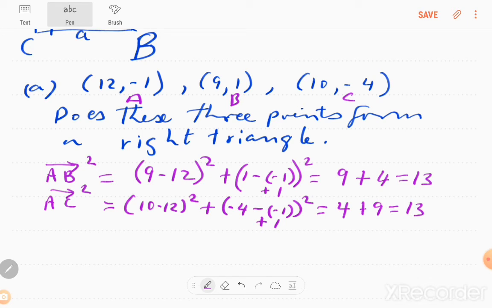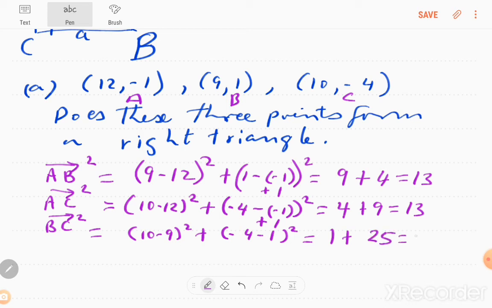And then we could look at B to C. That would be the third side squared. And B to C would be the difference between the x values, 10 minus 9 squared, plus the difference between the y values squared, so minus 4 minus 1 squared. So 10 minus 9, that'd be 1. 1 squared is 1, plus minus 4 minus 1 is minus 5, and minus 5 squared is 25. So this is equal to 26.